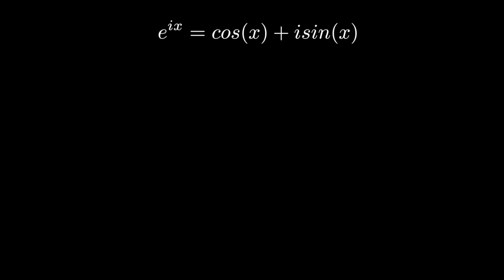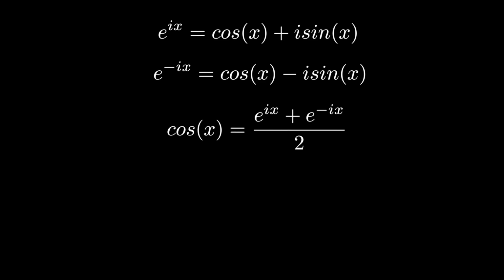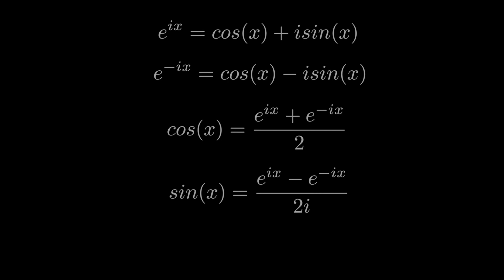Now let's solve for cosine of x and sine of x individually. We take e to the -ix to be equal to cosine of x minus i sine of x. And although we could do this methodically using linear algebra, it really isn't necessary. We can easily figure out that cosine of x equals e to the ix plus e to the -ix over 2, and sine of x equals e to the ix minus e to the -ix all over 2i.